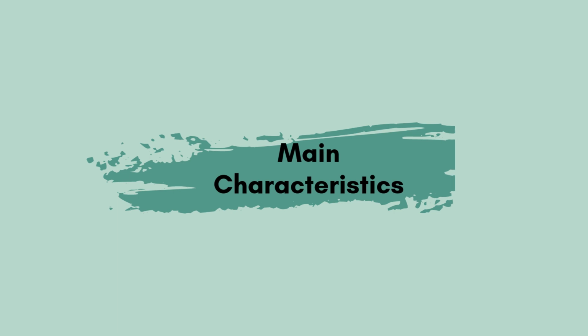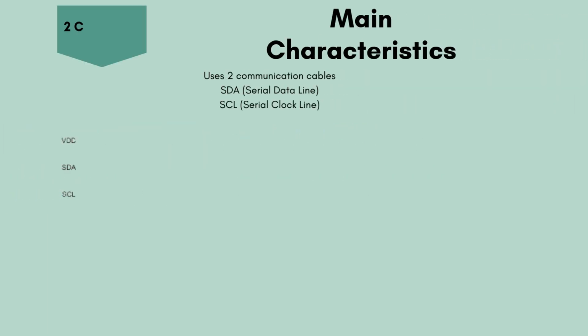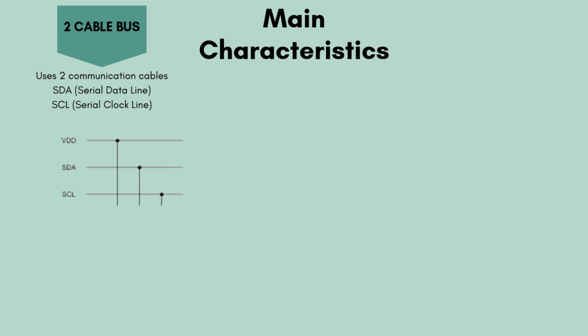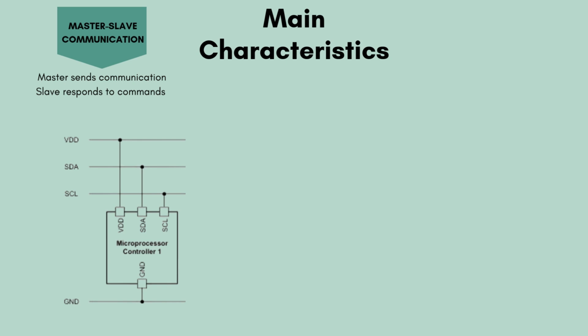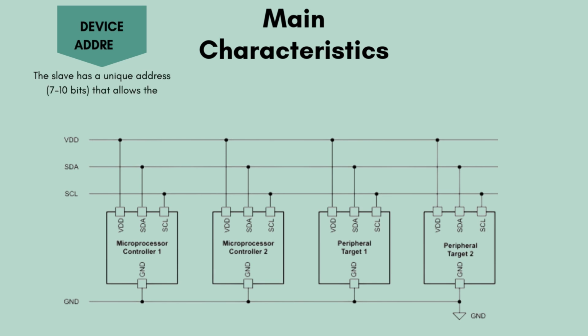For the main characteristic, the I2C is basically a bus with two communication cables, which I mentioned before: SDA and SCL. It uses master and slave communication, where the master can send or even the slave can send. It's basically bidirectional or half-duplex communication, where either the master or the slave can send the signal. The slave has a unique address, from 7 up to 10 bits, that allows the master to communicate differently with each slave.